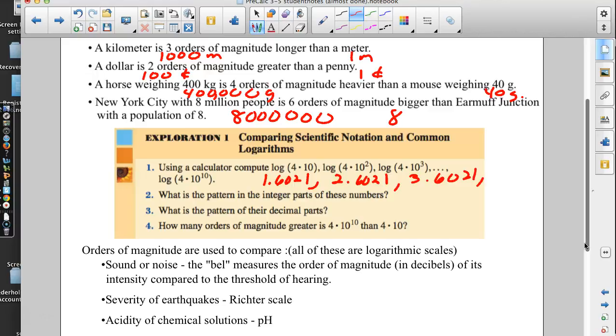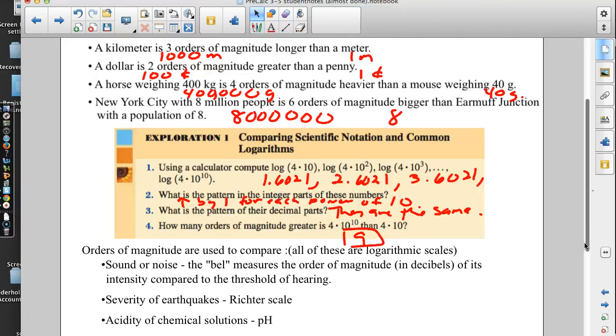So going up by a power of 10 increases the integer portion of that logarithm. So 2 says, what's the pattern in the integer parts of these numbers? They are increasing by 1 for every power of 10. Increasing by 1 for each power of 10. What did we see about the decimal parts? They're all the same. How many orders of magnitude greater is 4 times 10 to the 10th than 4 times 10? Yeah. That's 10 to the first. Remember, it's about powers of 10. 9 orders of magnitude. What we have there.